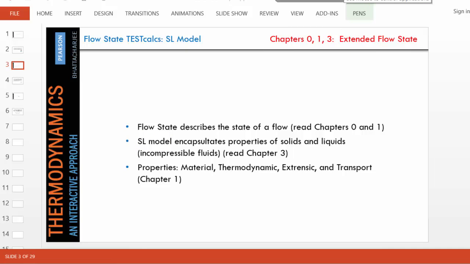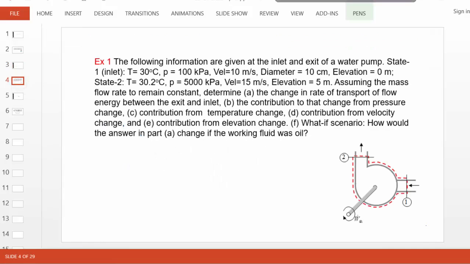So we'll pick up a problem. It's a quite advanced problem in a sense. This is a pump, and we know some information about the state 1 and state 2. Notice these are called flow states. A flow is going in and flow is coming out. And essentially the purpose of a pump is to raise the pressure.